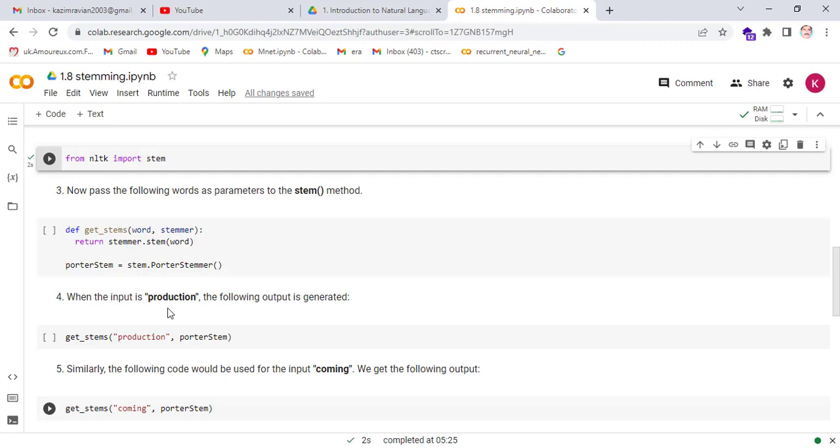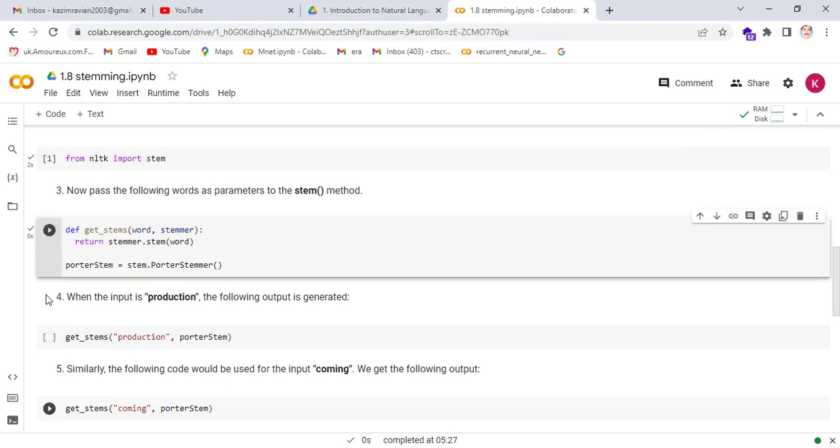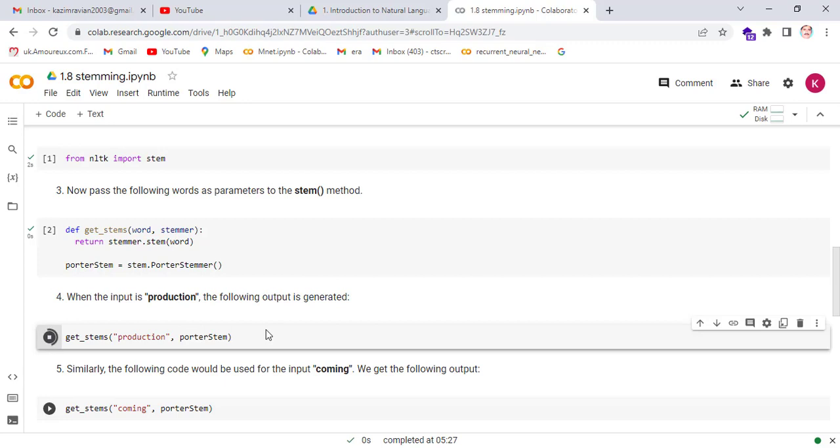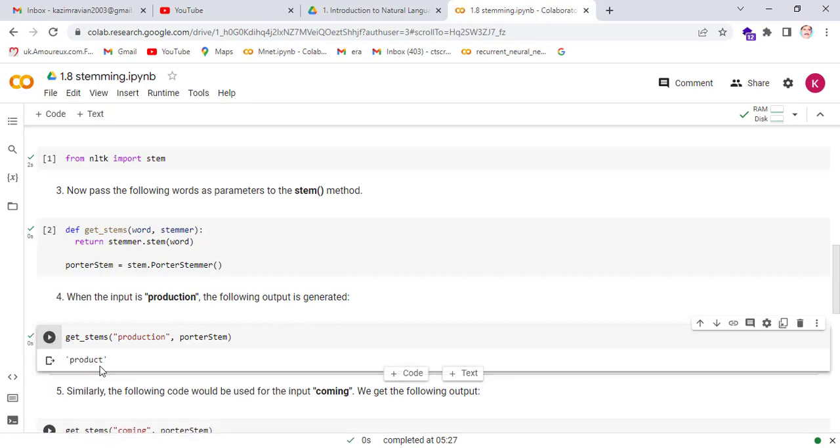When the input is production, the following output is generated. Call get_stem, pass the value production, and then pass the algorithm porter_stem. So run the cell. In this cell, you can see that production is converted into its base form, product.